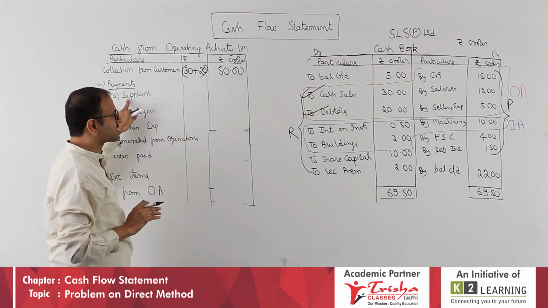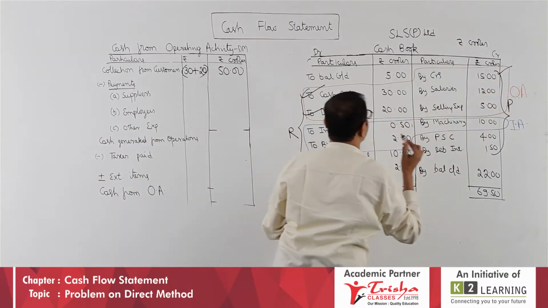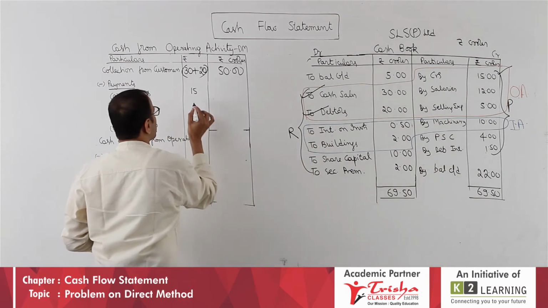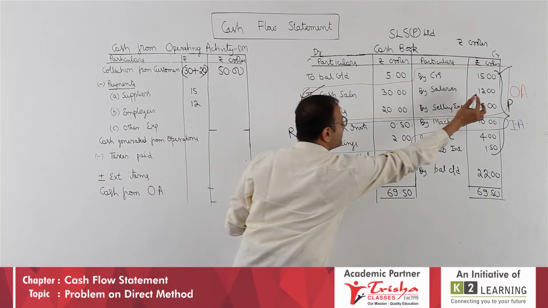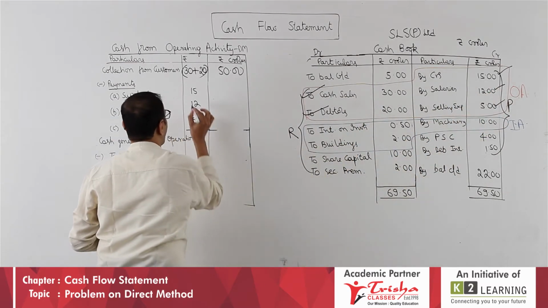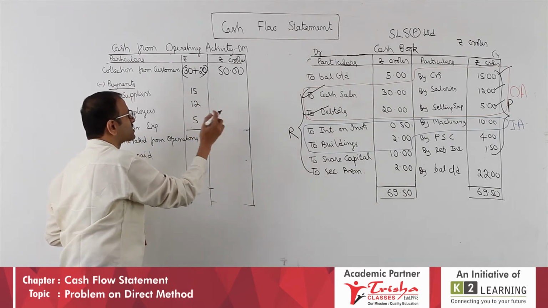Payment to suppliers, now I have to check the payments. There is creditors payment, suppliers payment is 15. There is salaries payment 12, I have taken this item. There is selling expenses of 5. It means all three put together: 15 plus 12 plus 5, that is 32.